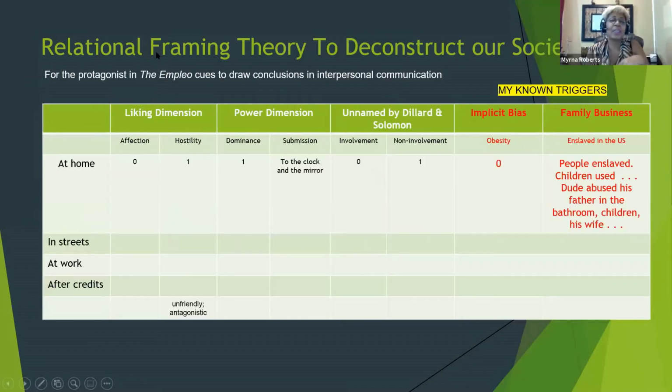So now here we go. We're starting to study. So I'm looking at the video, and the guy's in his home. So all while he's in the home, did I see any affection? Nope. I put a 0. Did I see hostility? Okay, then I had to go look up hostility. And that said unfriendly and antagonistic. Well, usually what the words mean, you'll find that in the study.